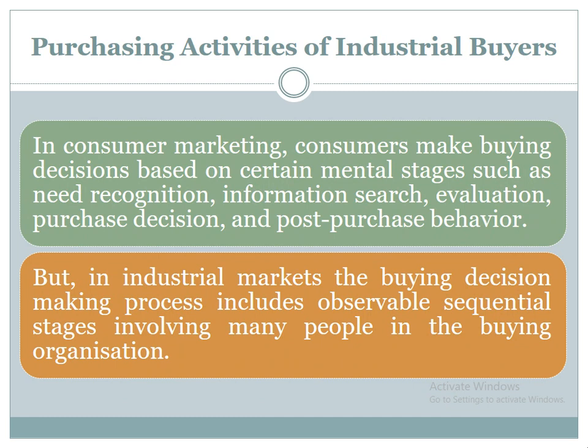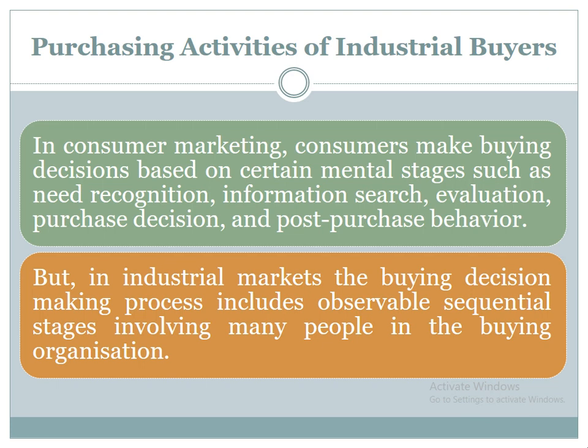In consumer marketing, which we may have seen in another chapter or another subject, consumers make the buying decision based on certain mental stages such as need recognition, that is the first step, then information search, that is the second step, then evaluation of various alternatives in front of them, then the purchase decision takes place. After that, there is post-purchase behavior. So this is the typical consumer buying decision process, which consists of these 5 steps.